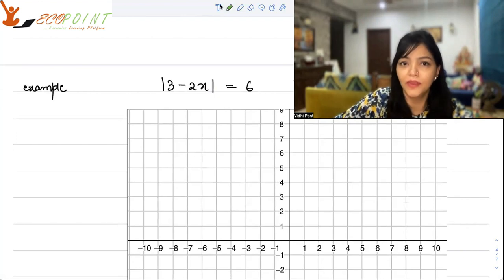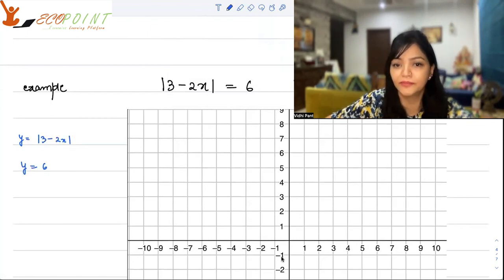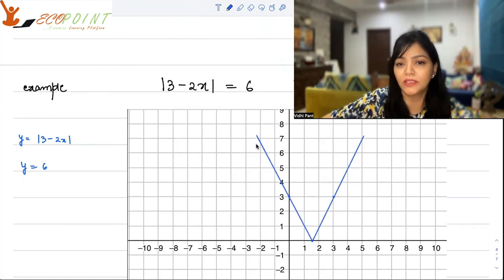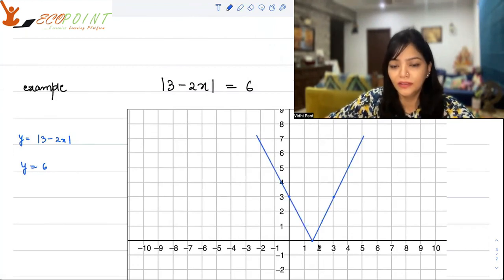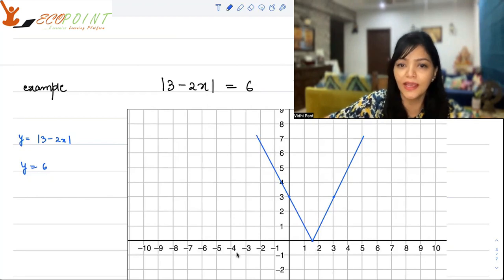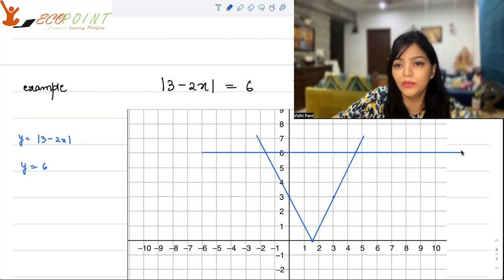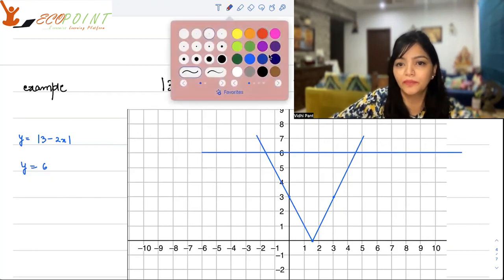Let's graph it again. So we have two functions of concern here. Mod 3 minus 2x is one function and y equals 6 is another. Well, the graph looks something like this. It's V-shaped, cutting the y-axis at 3, and at 1.5 or 3 by 2, it is touching the x-axis. And what are we saying? We're saying y equals 6.